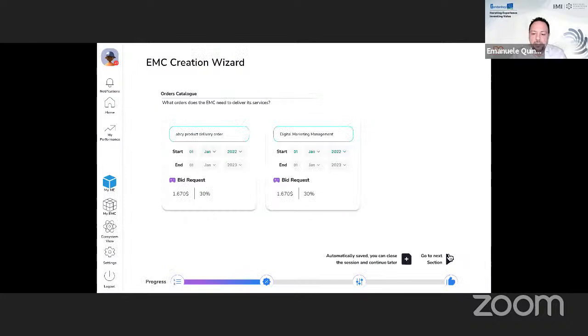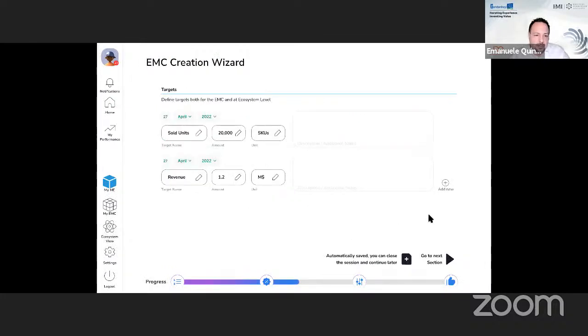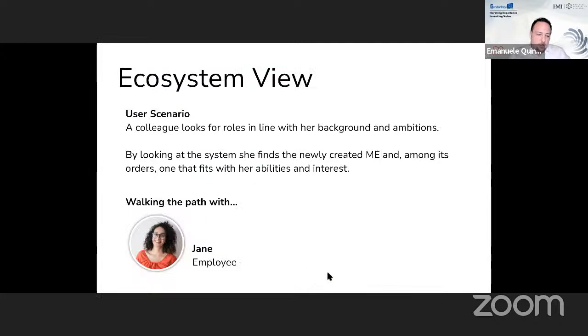With this order, basically, what we are doing is defining what we expect to have from micro enterprises that are joining. And we can define also the leading goals for the EMC, both at the EMC level and at the ecosystem level for all the parties of the system. We're going to have this huge structure, and this huge structure will then enable others to join. But we also are empowering, of course, individual employees to join the system.